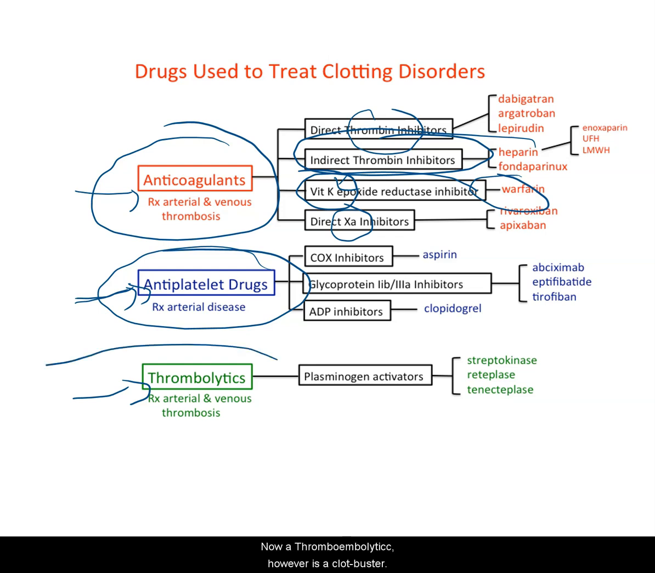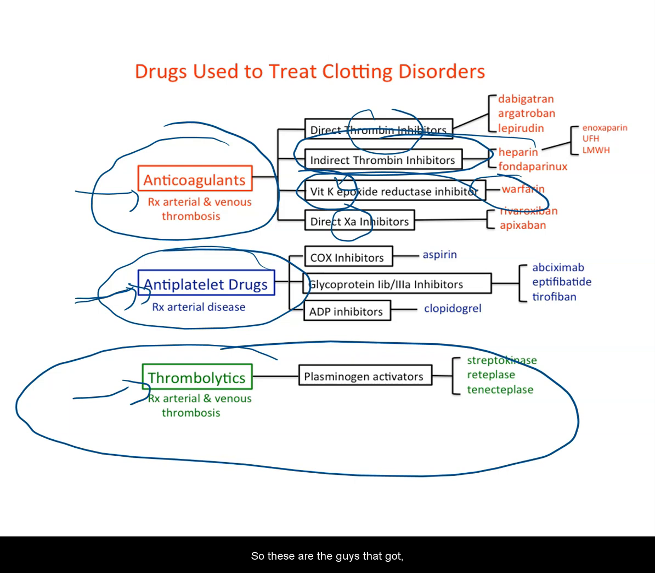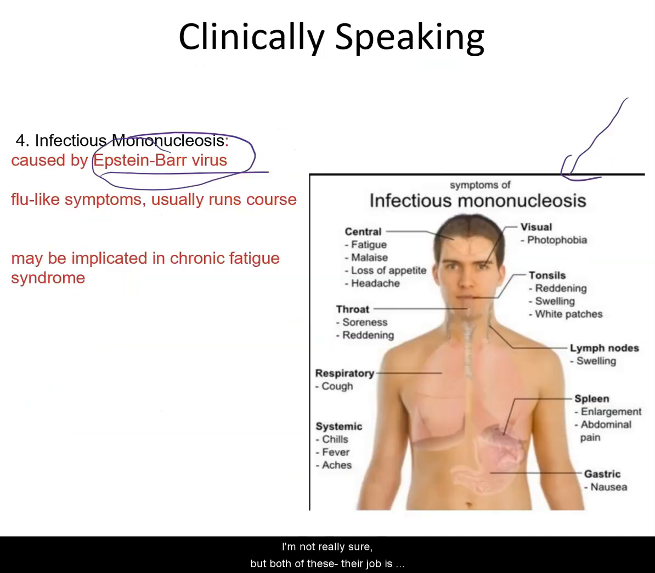Now, a thromboembolic, however, is a clot buster. So these are the drugs given if maybe you actively are having a heart attack or a stroke and they know it's due to a thrombus. Then they're going to give you these drugs because, like we showed earlier, they're going to go in and dissolve the clot. So streptokinase actually comes from a bacteria. They also have TPA. I think TPA might cost more. I'm not really sure. But both of these, their job is to go in and break down the clot.